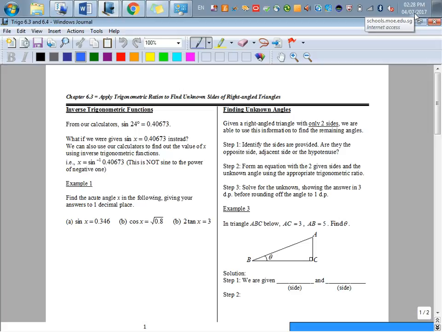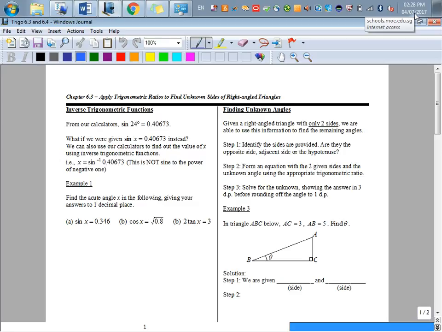Okay, we are now ready. We're going to do something called inverse trigonometric functions. Okay, so let's look at the first line.